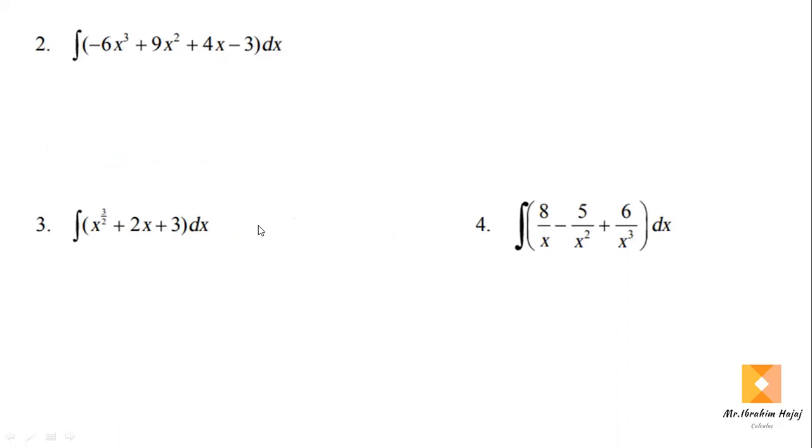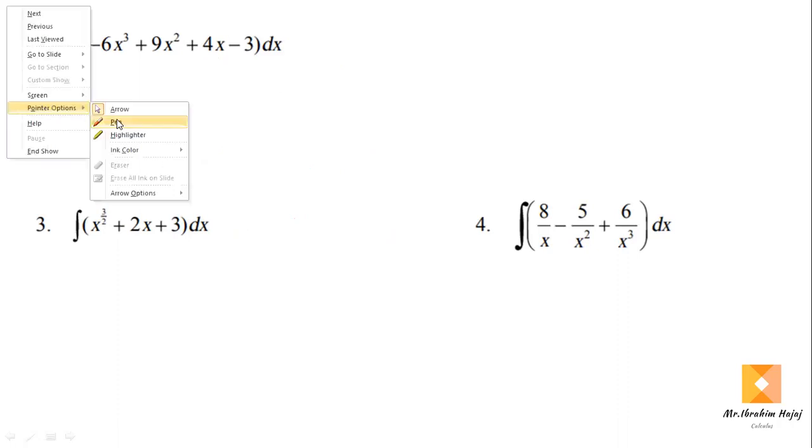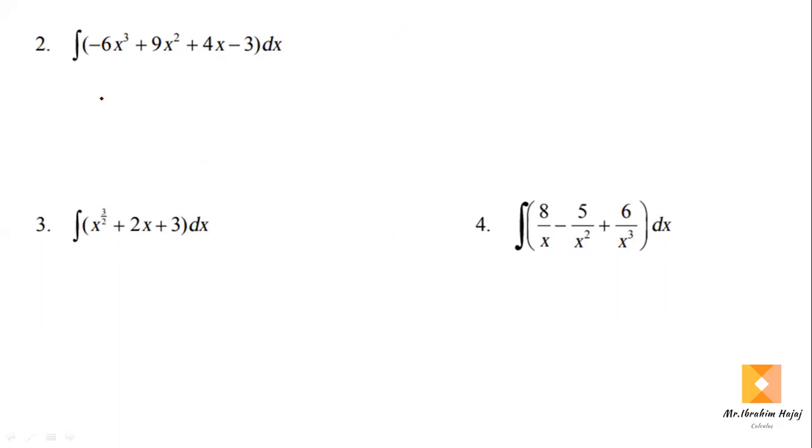Next question, Rafi, number 2. Negative 6x to the power 4 over 4, plus 9x to the power 3 over 3, plus 4x squared over 2, sorry, and minus 3. 3 is a constant, so its integral will be 3x, and then plus c.